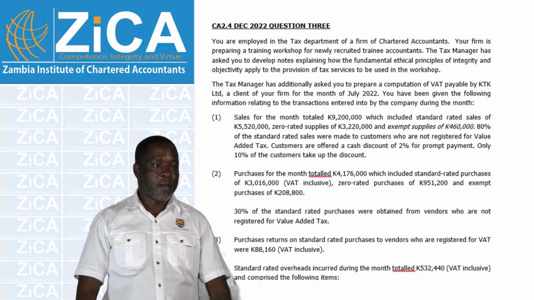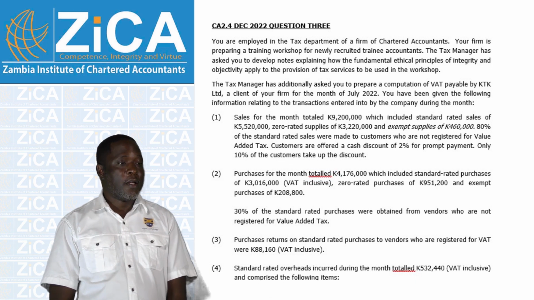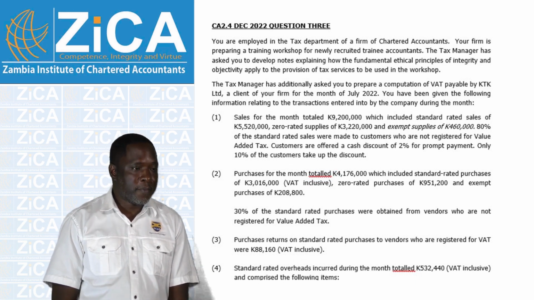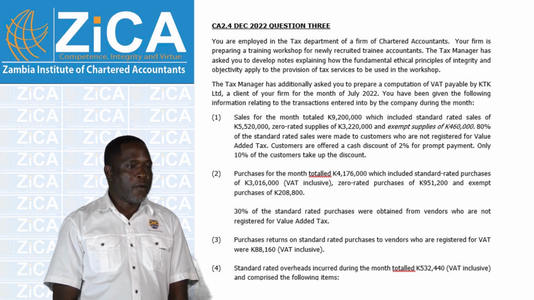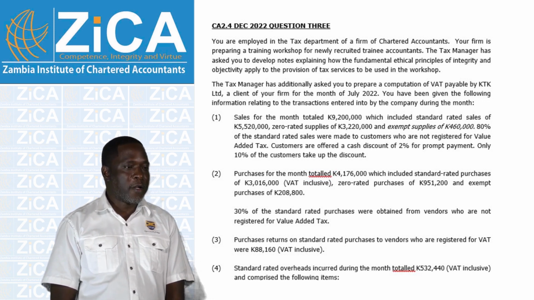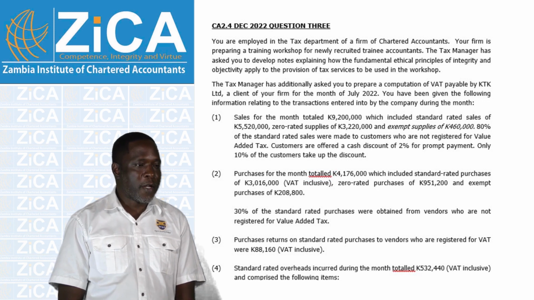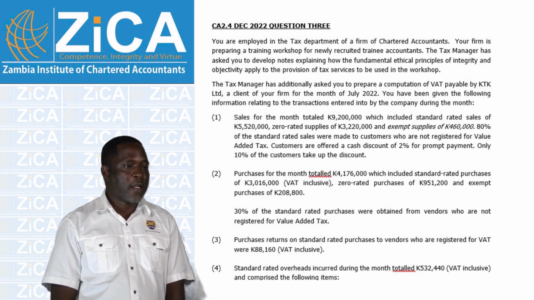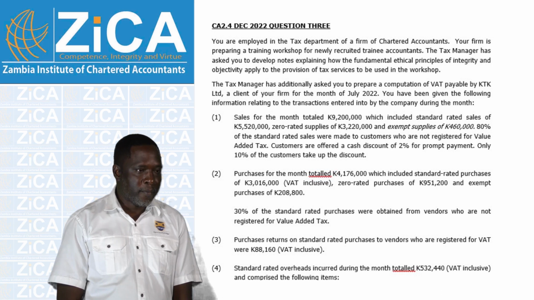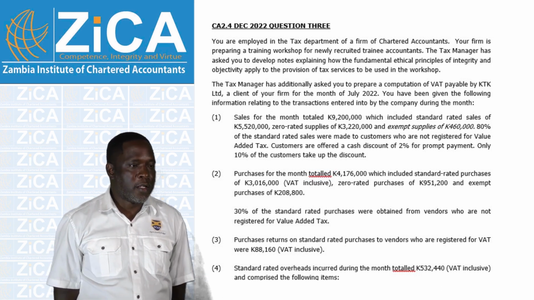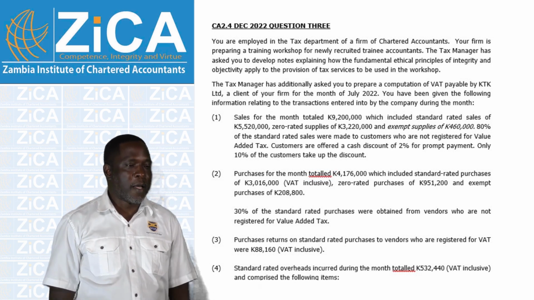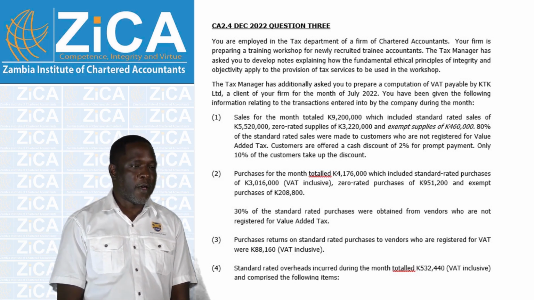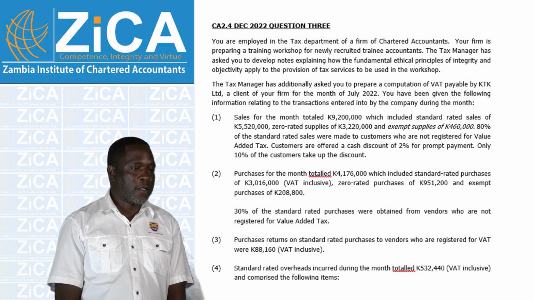Out of the 9.2 million, standard rated sales were 5,520,000. Zero rated supplies were 3,220,000, whereas exempt supplies were 460,000 of the total sales.